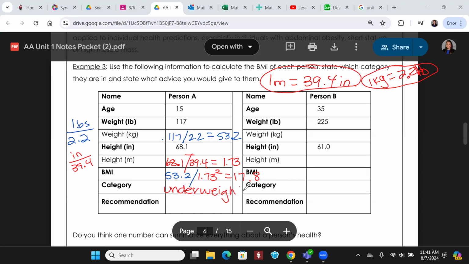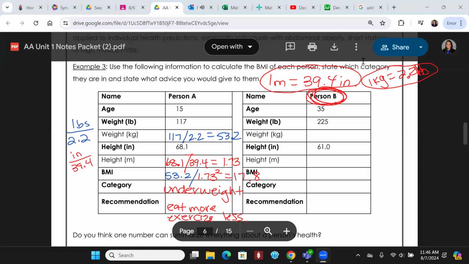So what would be a recommendation for this person if they're underweight? Like, what would you tell them to do? Eat more, maybe exercise less, or rest more, right? We okay on this? Okay. Can you try person B? Can you calculate their kilograms weight, their height in meters, calculate the BMI, and tell me what the category is?